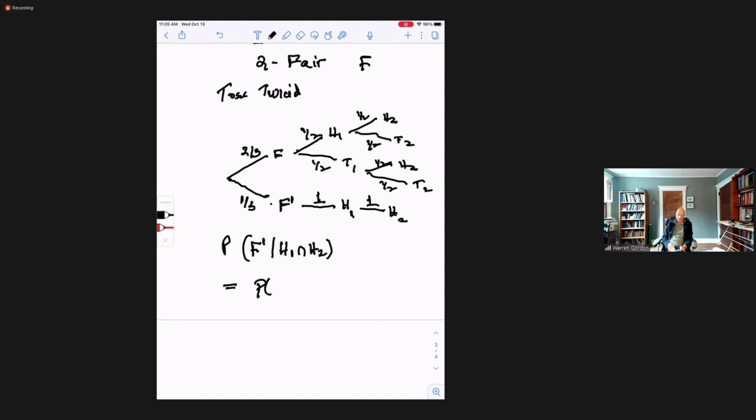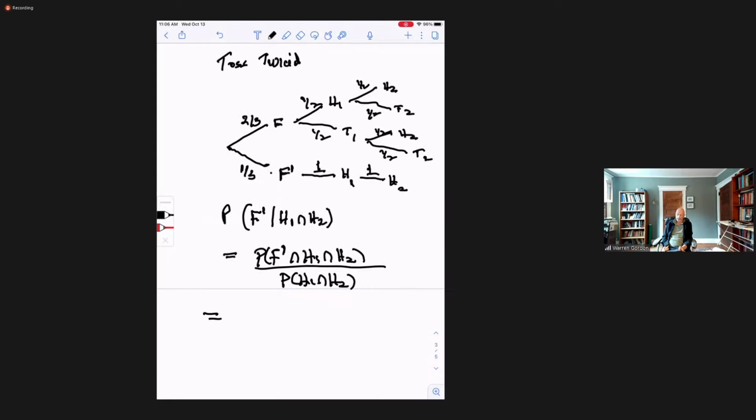Well, this is P of F1 intersection H1 intersection H2 divided by the probability you got a head on the first and a head on the second. Okay. Well, the probability it's the unfair coin, you got a head, is right here. So that's going to be just 1/3 times 1 times 1. The denominator, though, can happen. You can get a two-headed coin, you can be here, right? That's how you got two heads, and you can be here.